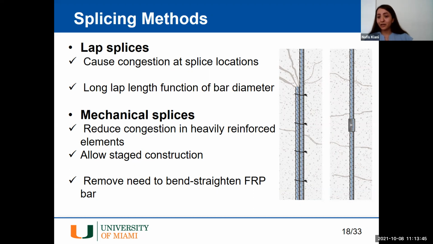another method is mechanical splicing, using mechanical devices to connect two reinforcing bars. The mechanical splices are more effective than the lap splicing. They reduce congestion at the splice location, and they allow staged construction for FRP bars. And we do not need to bend or strain the FRP bar.